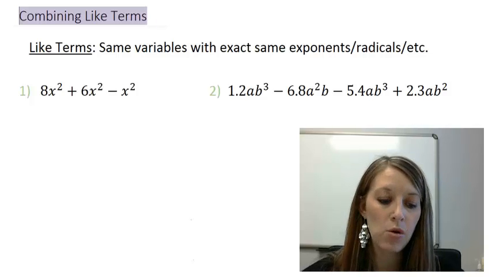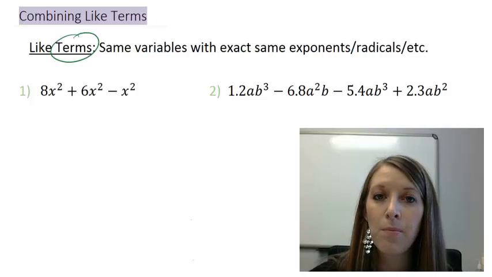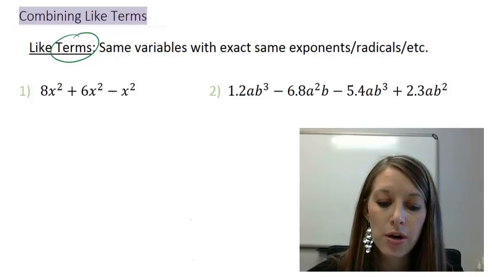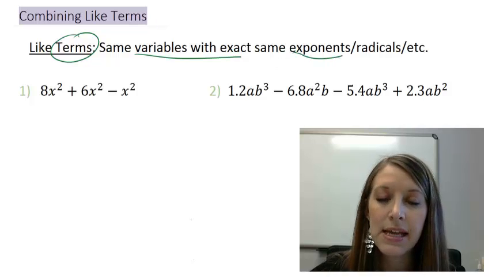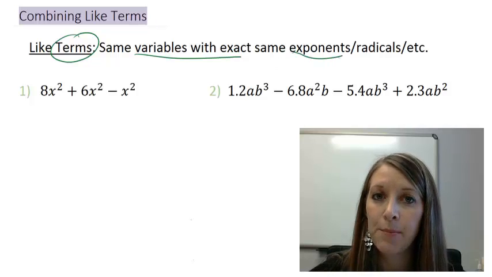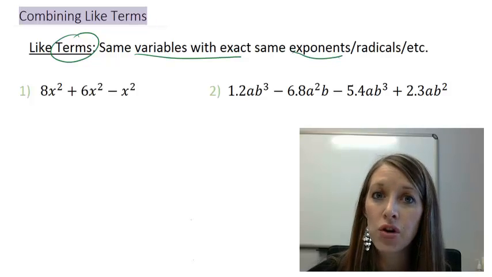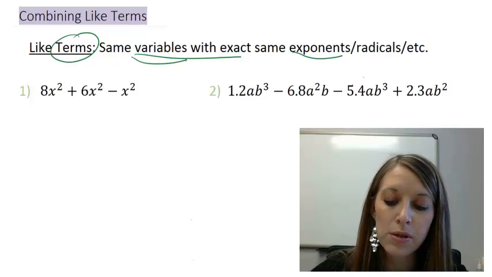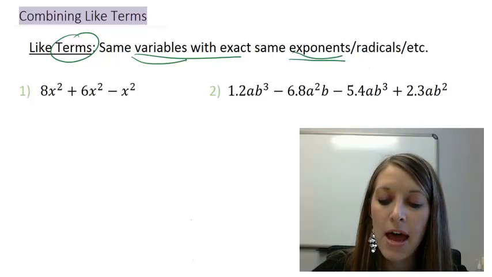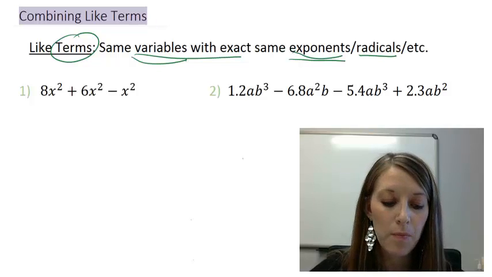Hopefully you remember the definition of terms: the pieces separated by the plus and the minus signs. So for them to be like terms, they have to have the exact same variables with the exact same exponents in this example, since we're dealing with polynomials. But eventually we'll see other versions of like terms, meaning again, exact same variables, but they might have to have the exact same exponents, radicals, or anything else similar to this.